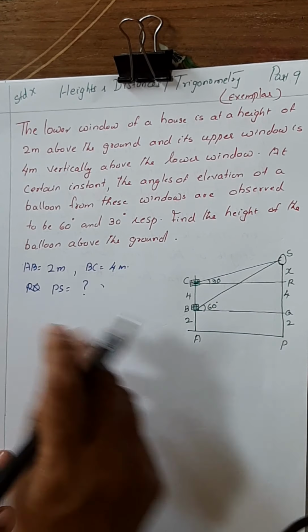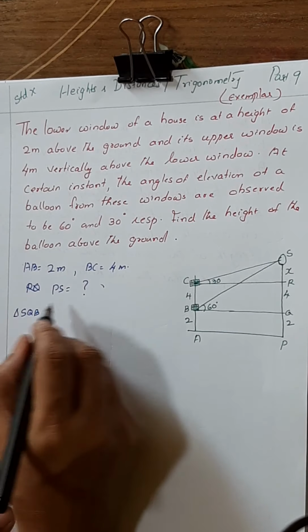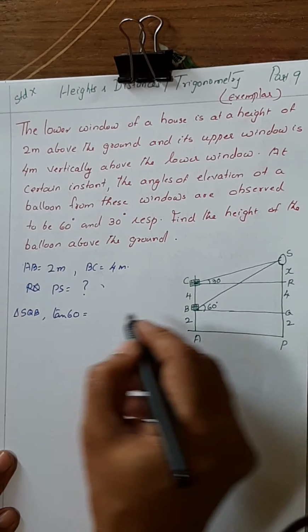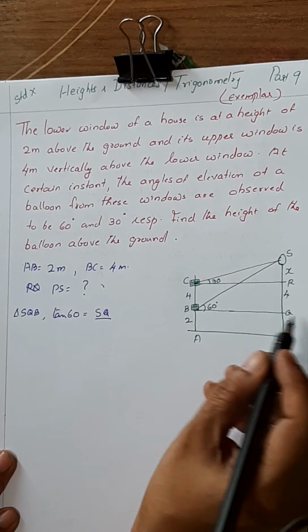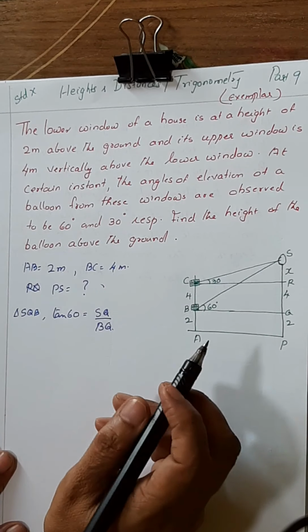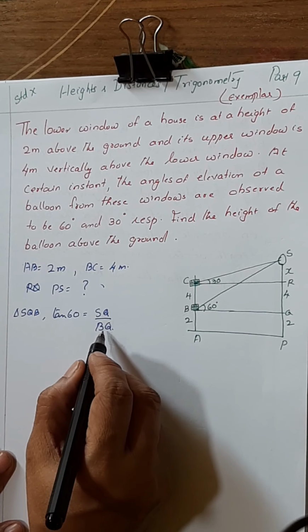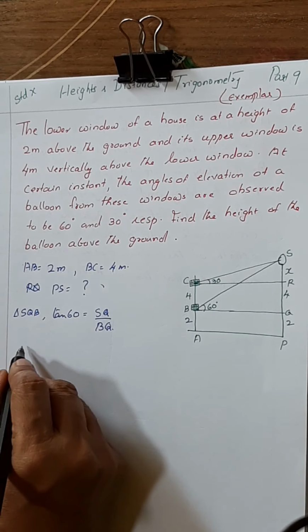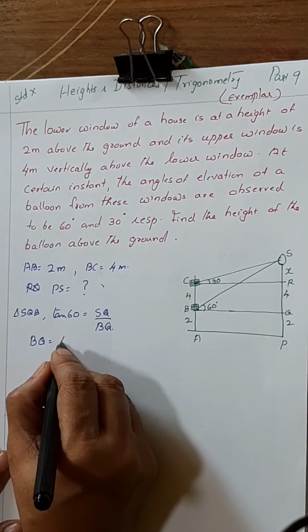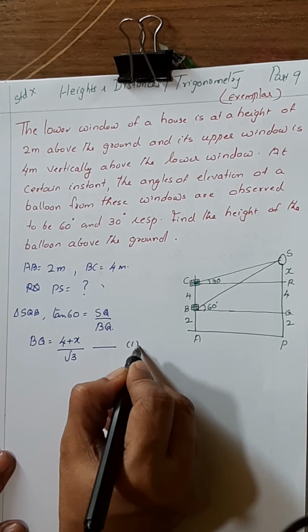So first in triangle SQB, tan 60 is equal to SQ by BQ. So this will become BQ is equal to, so root 3, so BQ is equal to SQ will be 4 plus x. 4 plus x, this is tan 60 is root 3, so root 3. So this is the first equation.